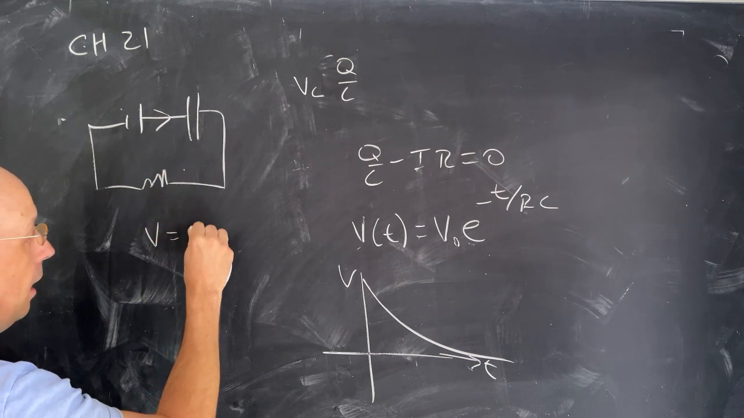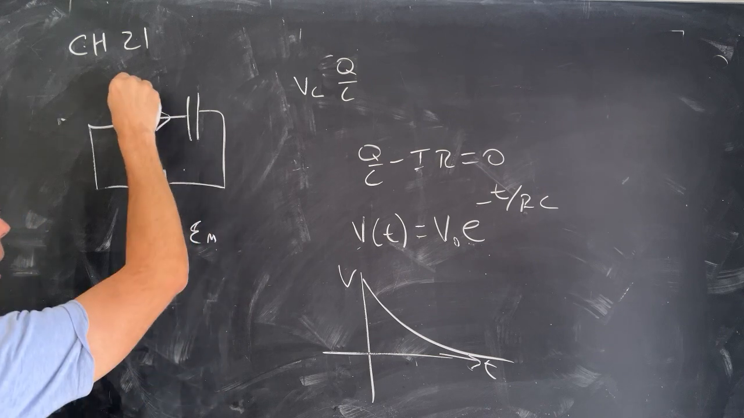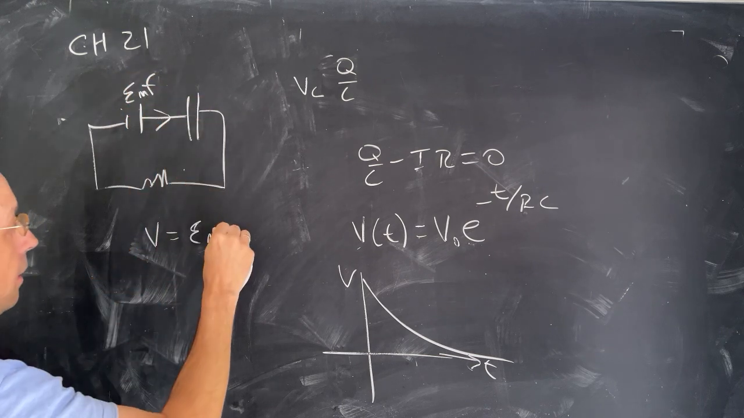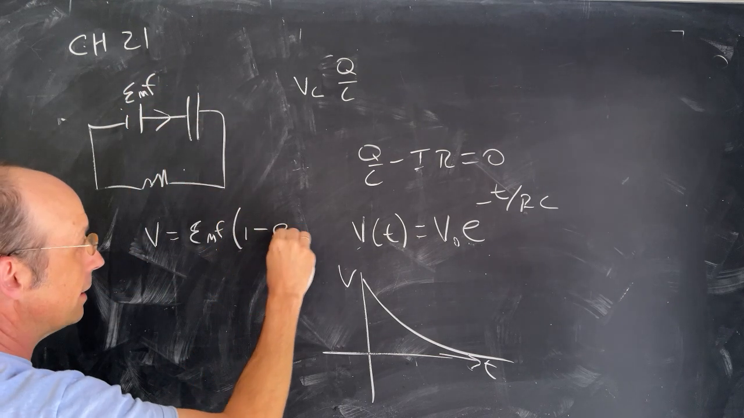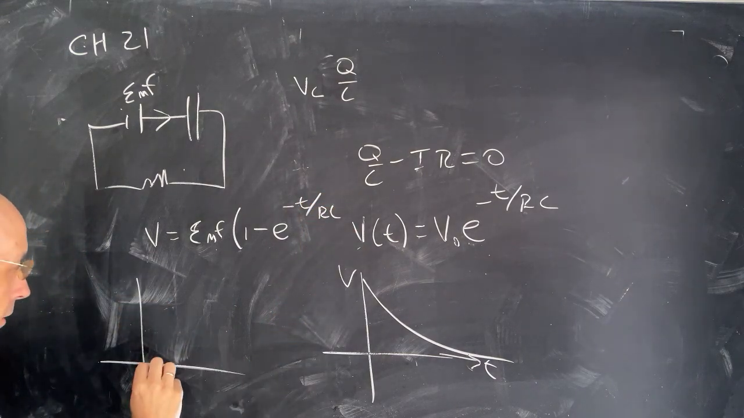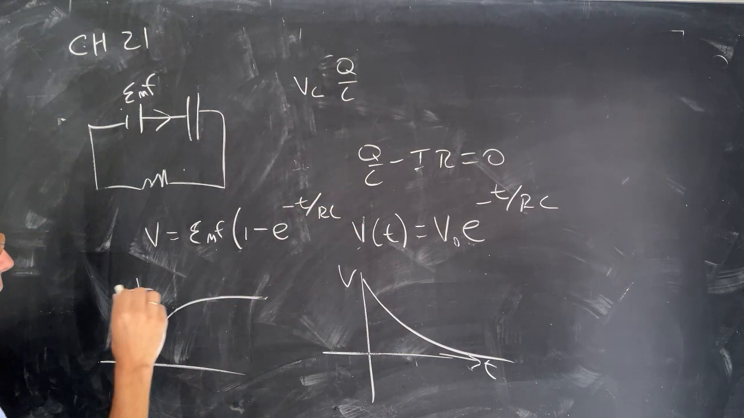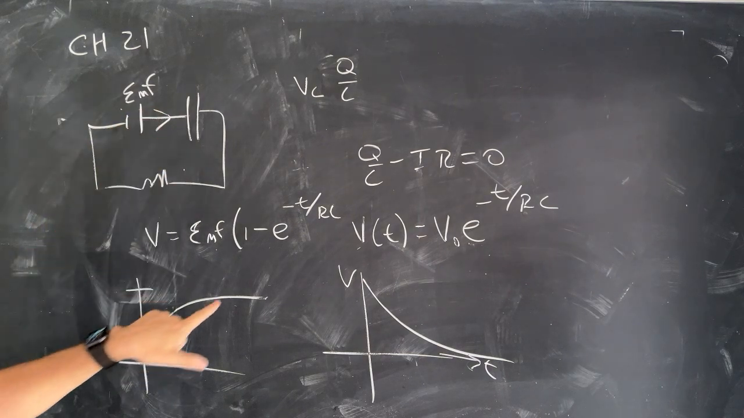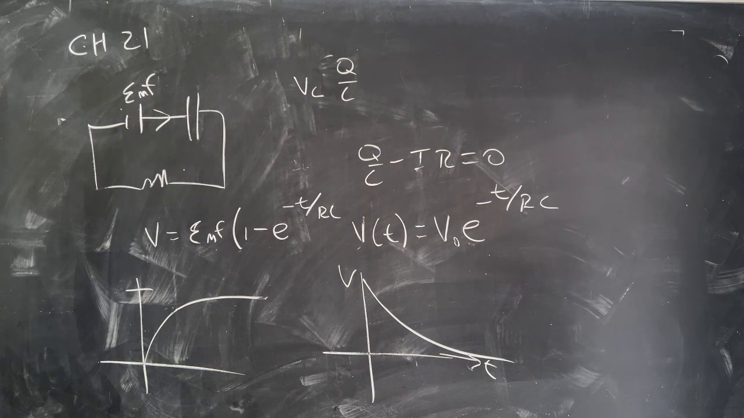If you want to find the voltage as a function of time, it looks like this. Voltage is going to be EMF, the battery EMF, times 1 minus e to the negative t over RC. And so this would look like this. It would charge up, this is the voltage across the capacitor, until it reaches some constant amount.